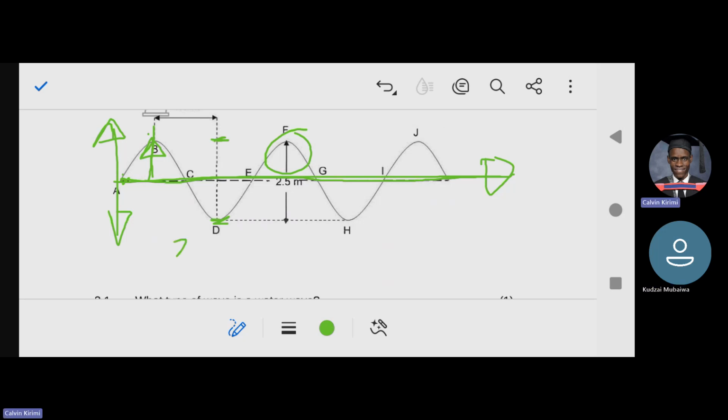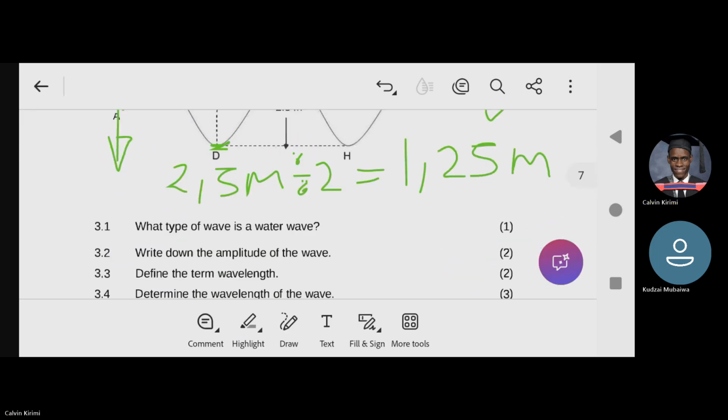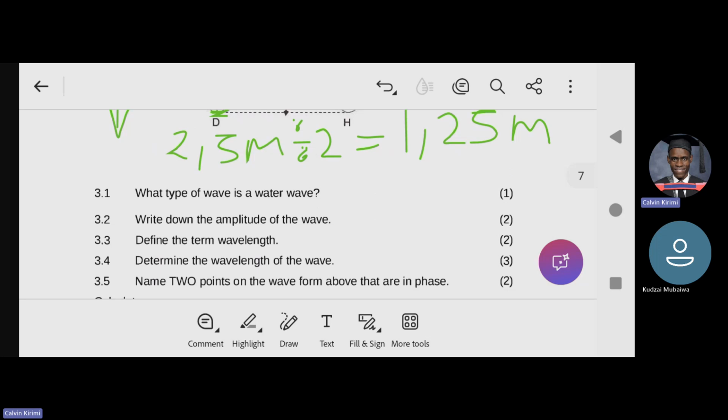Get the logic? So in other words, it's 2.5 meters. You divide by 2 because it's half of those things. So 2.5 divided by 2 is 1.25 meters. That's our amplitude. Any question? That is our amplitude for number 3.2.